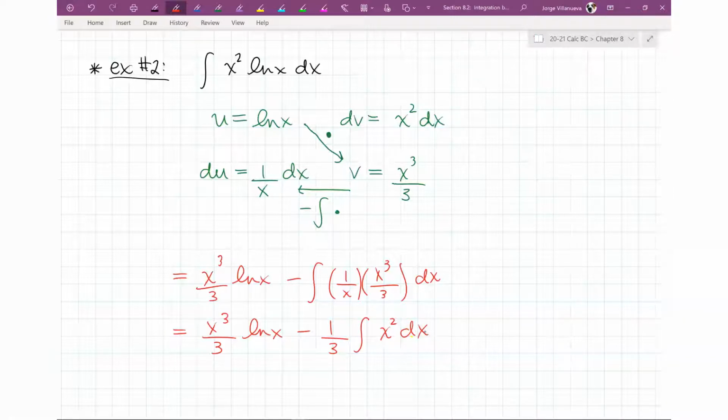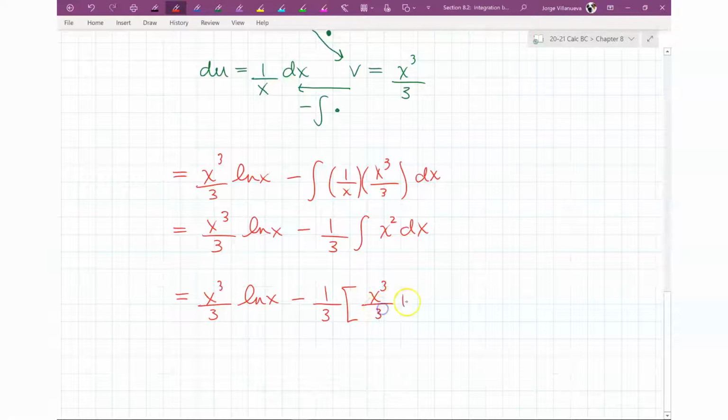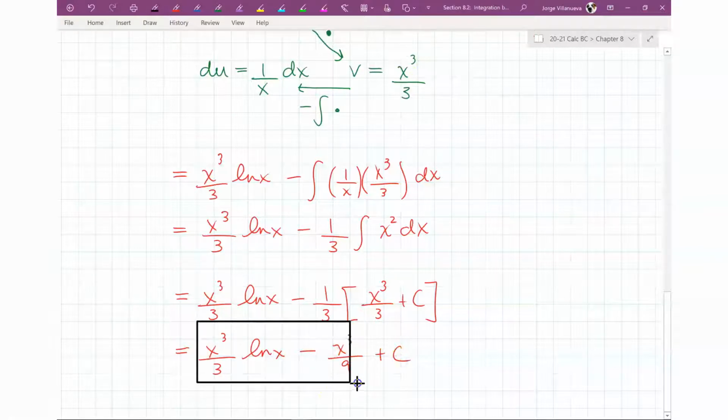All I have to do now is just integrate that x squared, which should be easy to do, and then I'm done. So I get x cubed over 3 ln of x minus 1/3 of x cubed over 3 plus c, which comes out to x cubed over 3 ln of x minus x cubed over 9 plus c. And that's the integral for this problem.